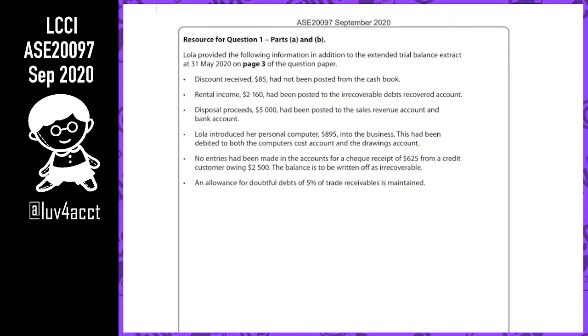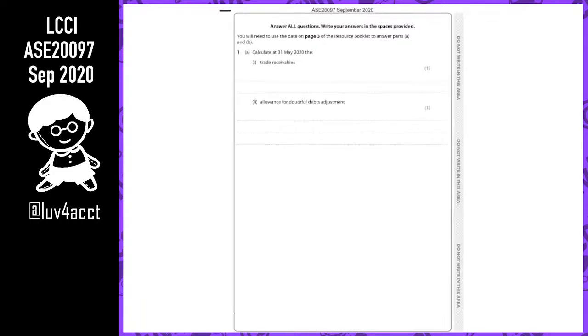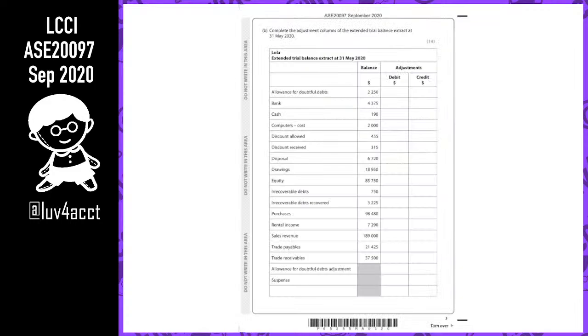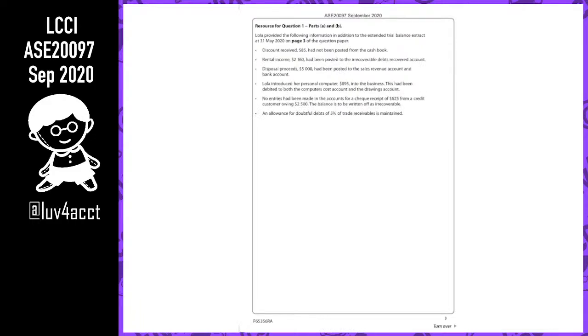Question 1. We have 6 items of information, and then we have to calculate trade receivables, allowance for doubtful debt adjustment. Again, be careful. We have to look at whether we need the balance or the adjustment. This time it is the adjustment. And then extended trial balance. 2 more short questions. Always for all the 5 sets of paper, extended trial balance in the first one, and then last one statement of cash flows.